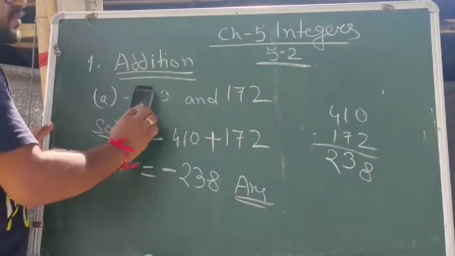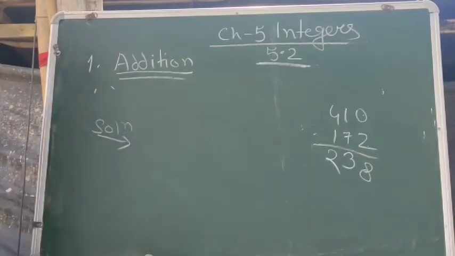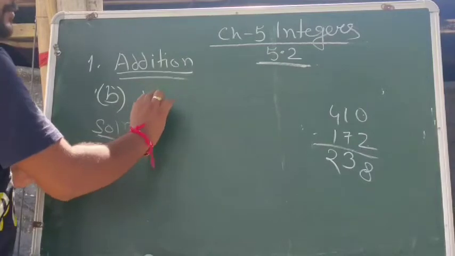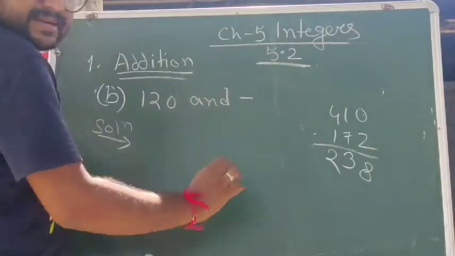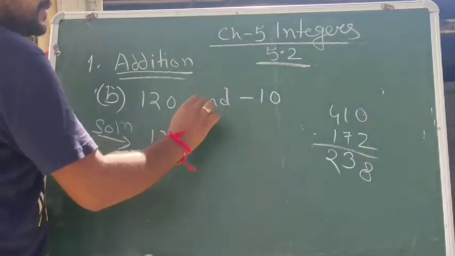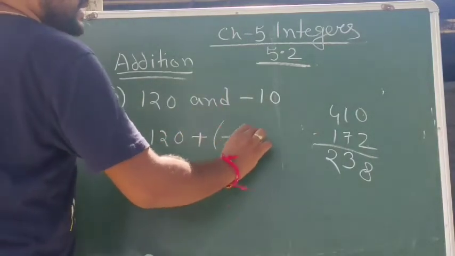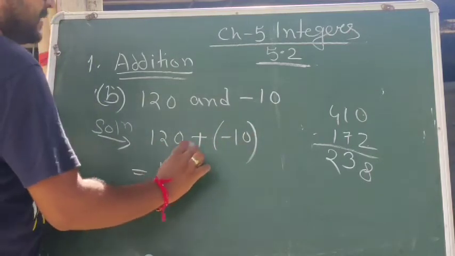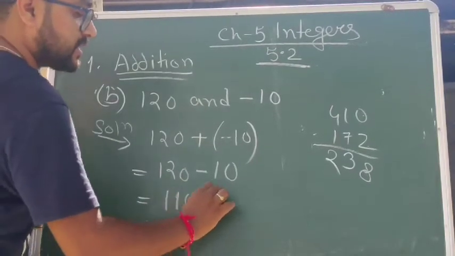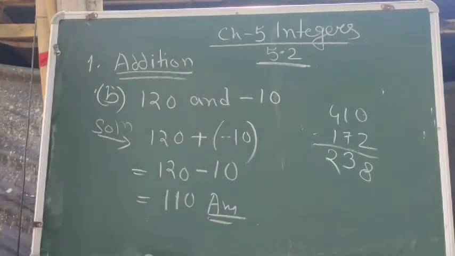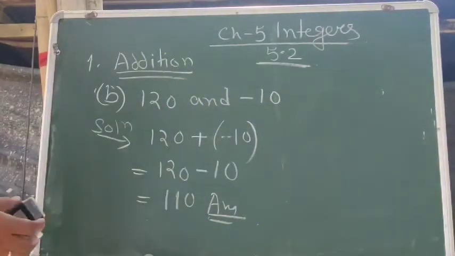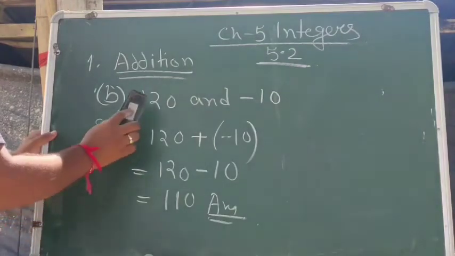Similarly, you have to do the other question. Let us do number B now. Number B is given 120 and minus 10. So 120, in place of 'and' you give the plus sign, within bracket minus 10. So 120 plus minus will be what? Minus. So 120 minus 10, how much will you get? You will get 110. So this will be your answer, 110. All of you have done this question, but I am revising so that you don't have any problem. That's all about addition of integers.